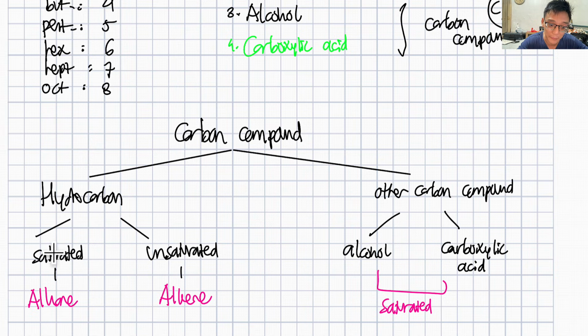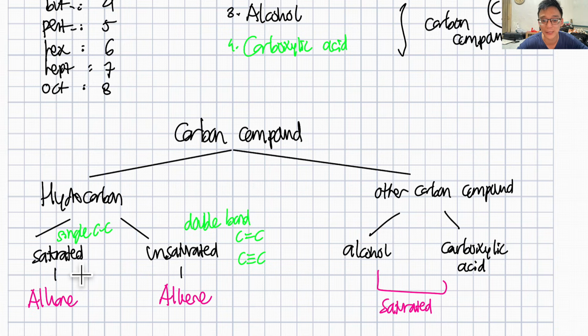In hydrocarbons, we have saturated hydrocarbons and unsaturated hydrocarbons. Saturated means that you only have single carbon-carbon bonds everywhere, while in unsaturated hydrocarbons, we have a double bond or more. Double bond carbon, we symbolize it like this, or even a triple bond. For alcohol and carboxylic acid, in this chapter, they are considered saturated because they don't contain any carbon-carbon double bond.